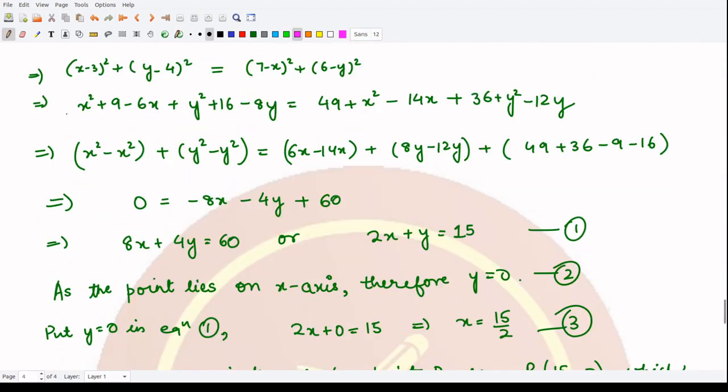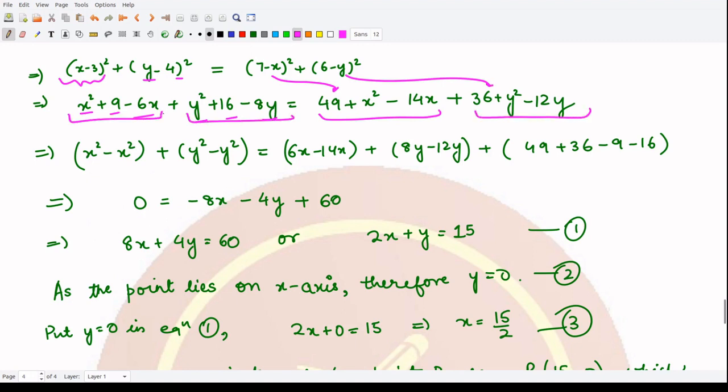You can open up the squares here. A minus b whole square is a square plus b square minus 2ab. Similarly, for the second term, y square plus 16 minus 8y. Similarly, for the third and fourth terms, you can open up the formulas. Once you open up these formulas, you have to collect the like terms. So you can shift all the x square terms and all the y square terms to the left hand side, and the remaining terms to the right hand side.